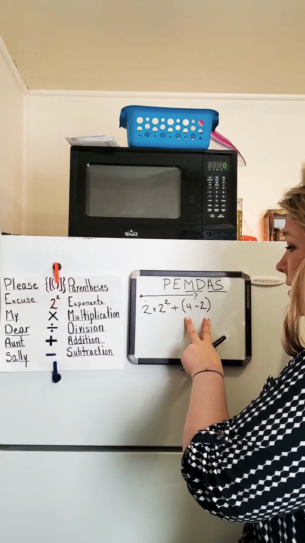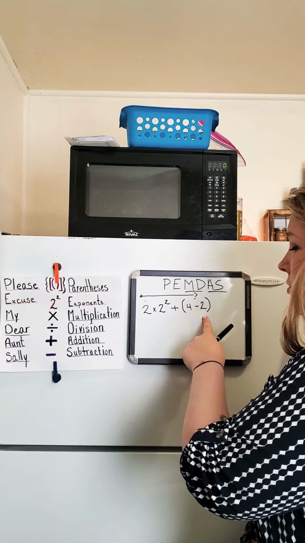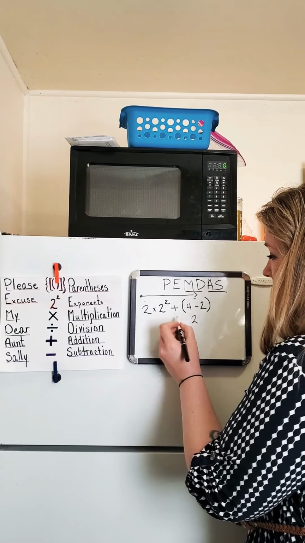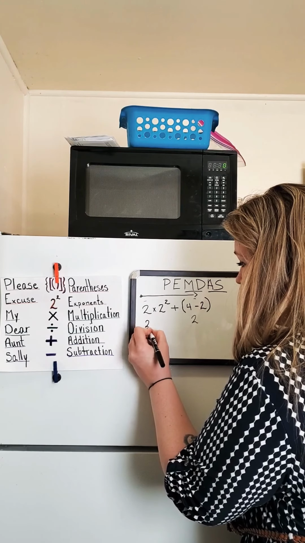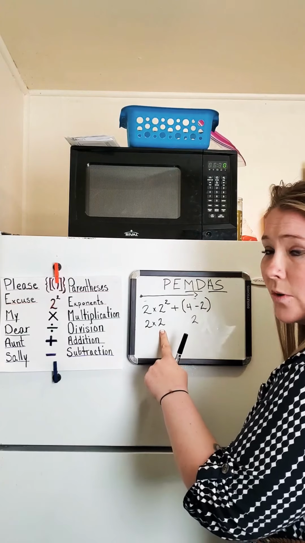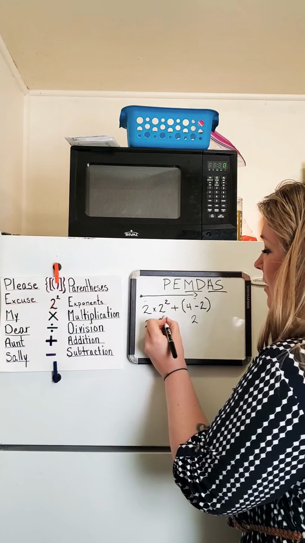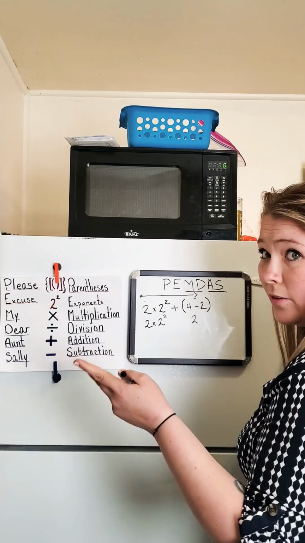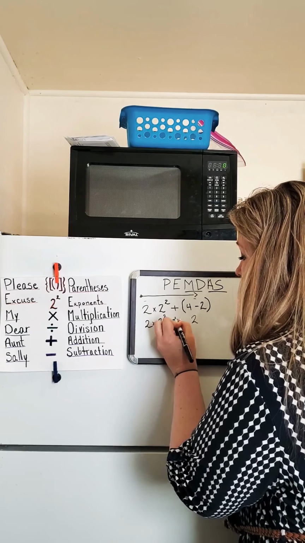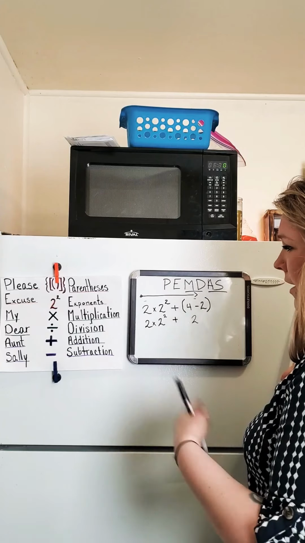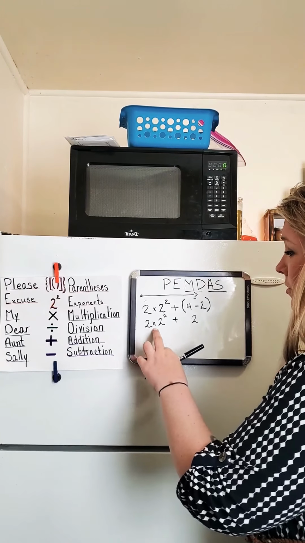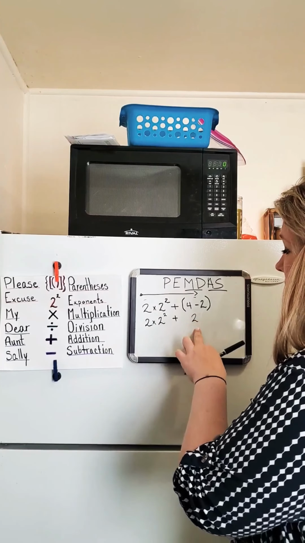What's inside the parentheses is 4 minus 2. So 4 minus 2 is 2. And I'm just going to write the rest of the problem, which was 2 times, and when you say this with an exponent, I would say 2 to the second power, or 2 squared. So now, this problem I ended up having a bunch of 2's. So I now have 2 times 2 to the second power plus 2.